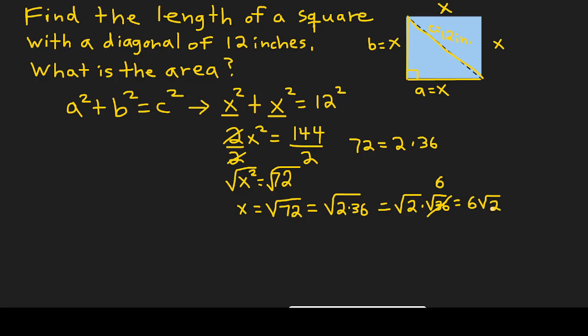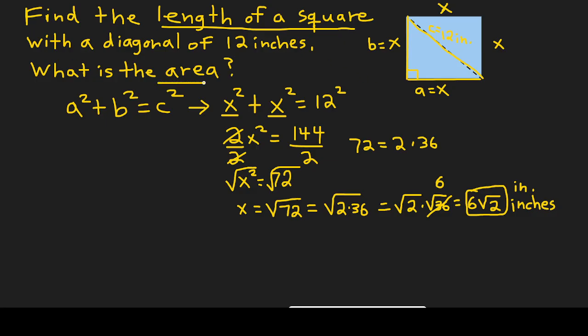So this answers the first part of our problem. We just found out what the length of our square is. The length of our square is 6 times the square root of 2. And we also need to include our units, right? Which is inches. Or if you want to abbreviate, you can do IN, period, for inches. So that takes care of the first part of the problem.